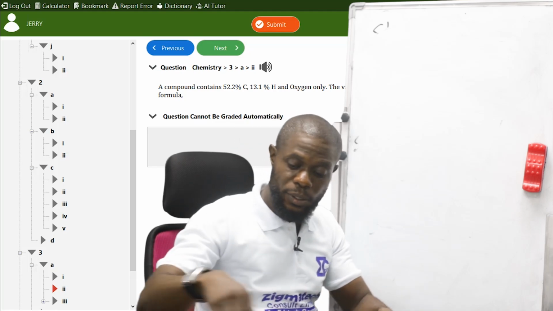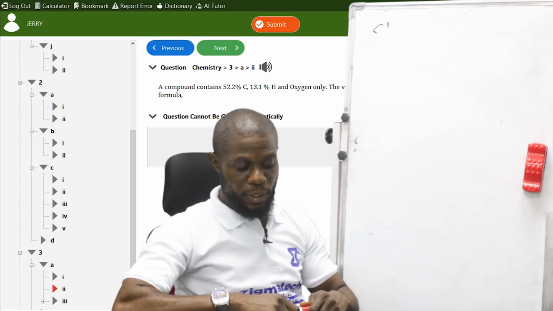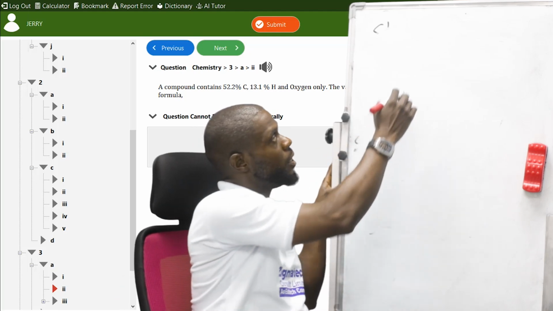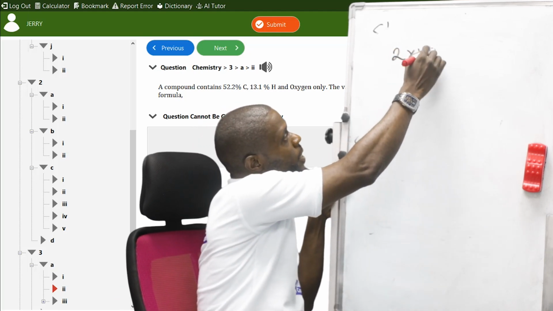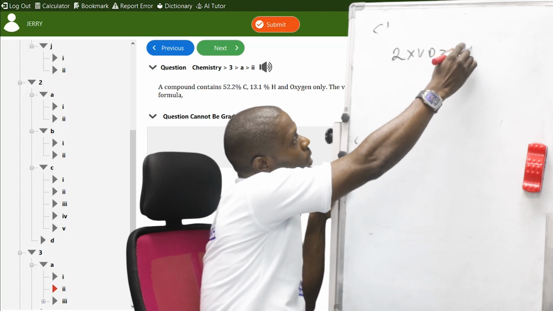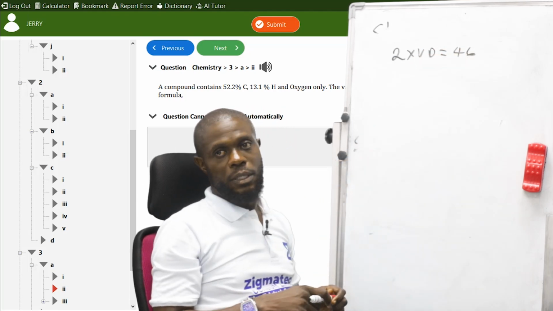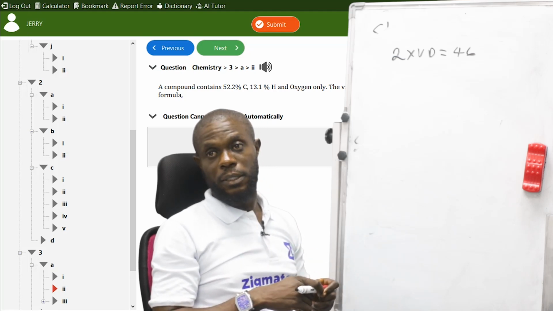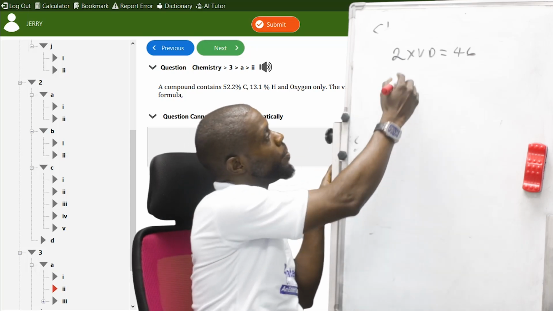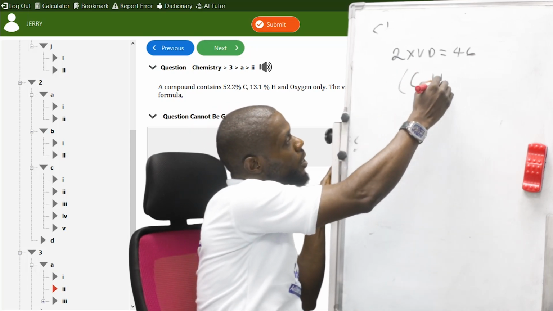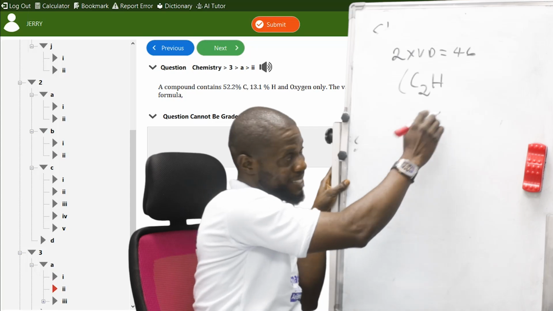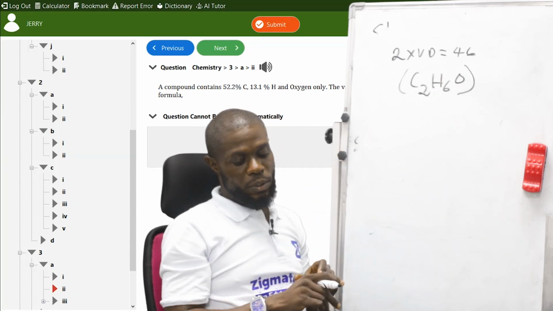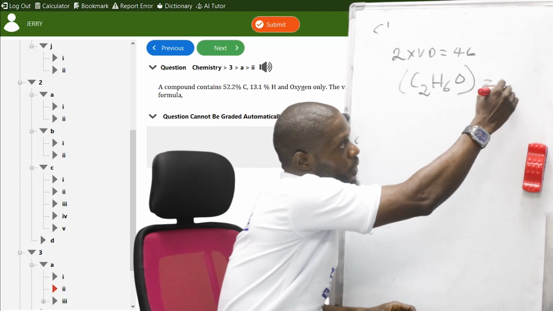So vapor density is 2 times the number. So 2 times Vd is equal to 46. That means you go back to the normal vapor density. Okay? So it's going to be C2H6O, which will be equal to what? 46.